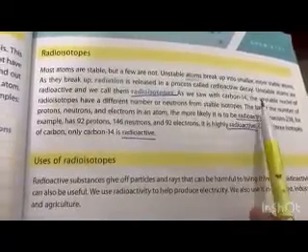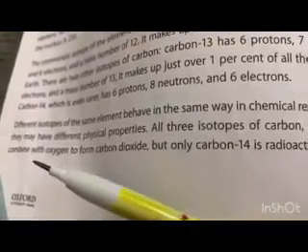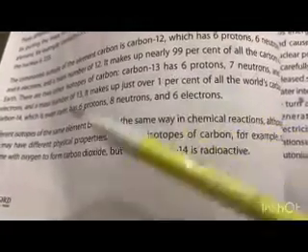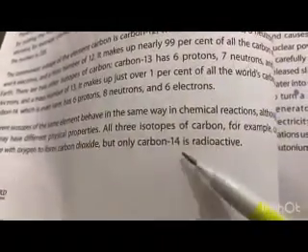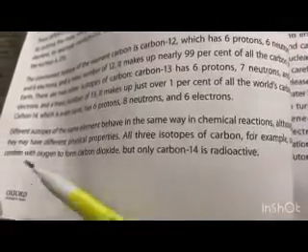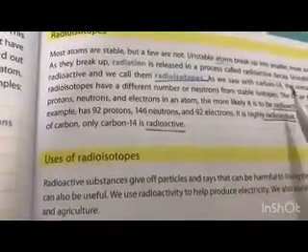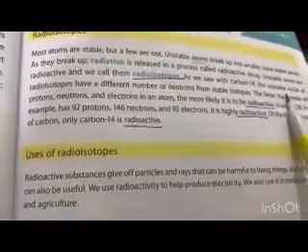It is unstable, so it cannot form bonds. As we have read here, for all three isotopes of carbon that we have studied, carbon-12, carbon-13 and carbon-14, only carbon-14 cannot combine with oxygen to form carbon dioxide because it is radioactive. Why is it radioactive? Because it is an unstable atom.